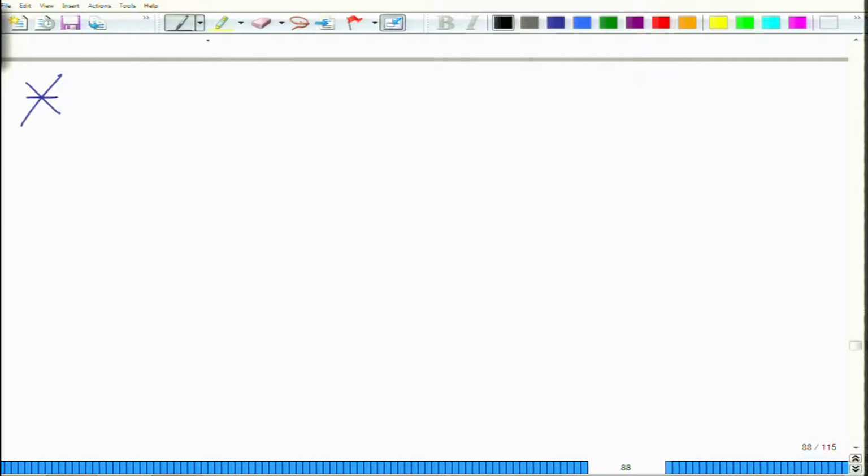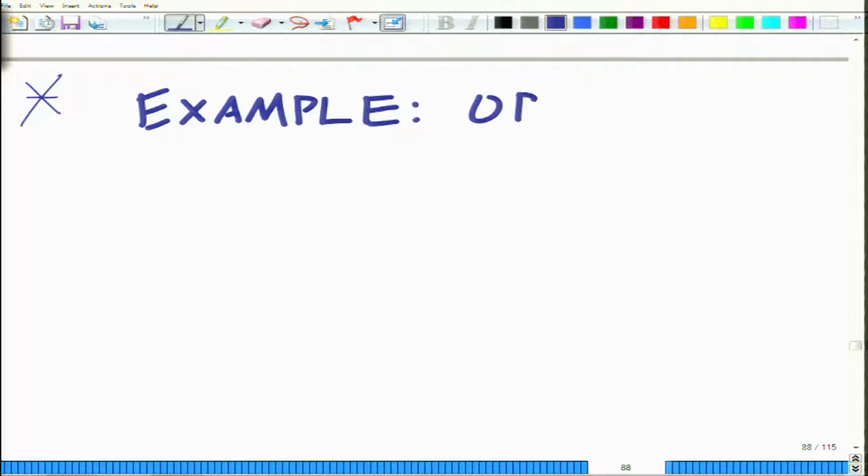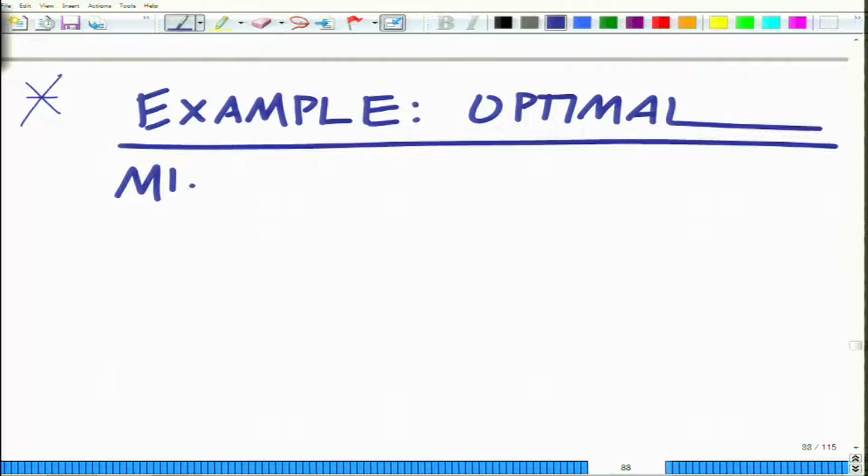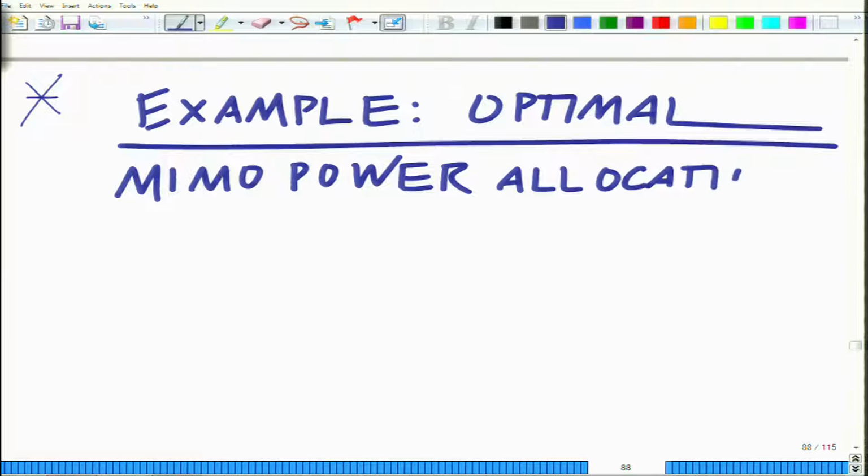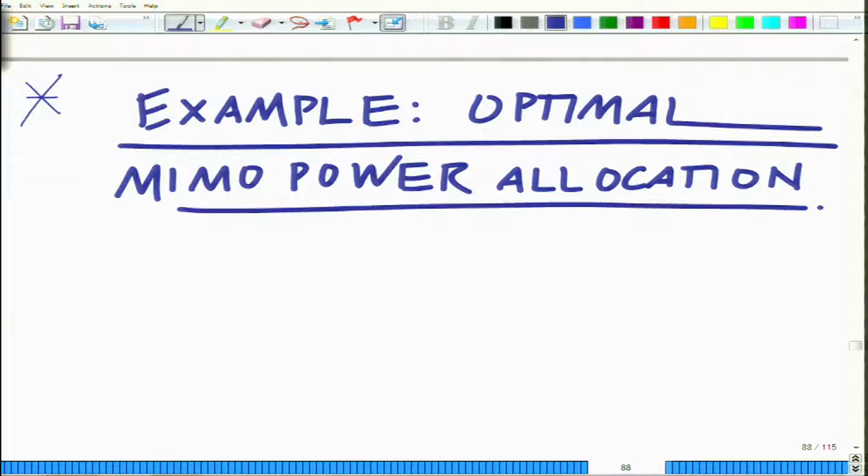So what we want to do is an example to understand this concept of optimal power allocation, and now consider the channel matrix. So let us do an example. For this, consider the MIMO channel.